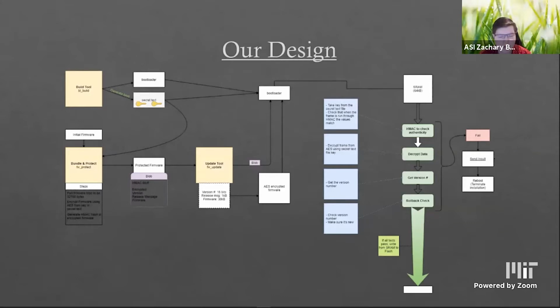So this is just a basic overview of our design. So we've got our BL build tool, which makes the bootloader and our cryptographic keys. Then the bundle and protect tool, which protects the firmware. Our update tool sends the firmware to the bootloader. And then that's just an overview of the testing process, which will be gone over soon.